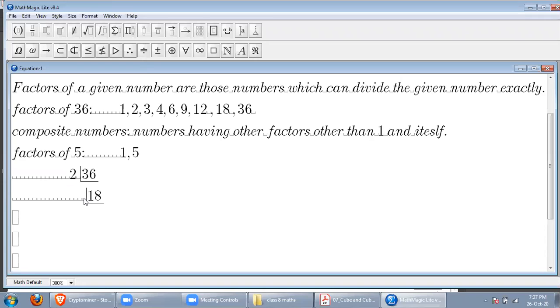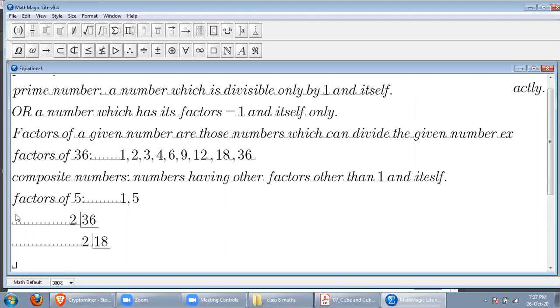Now is 18 still divisible by the smallest prime number 2? This is the step by step. Yes, so we will still continue with 2. That is the question you should ask. It's like an algorithm. You can write a computer program to find this step-by-step procedure to find the factors of a number.